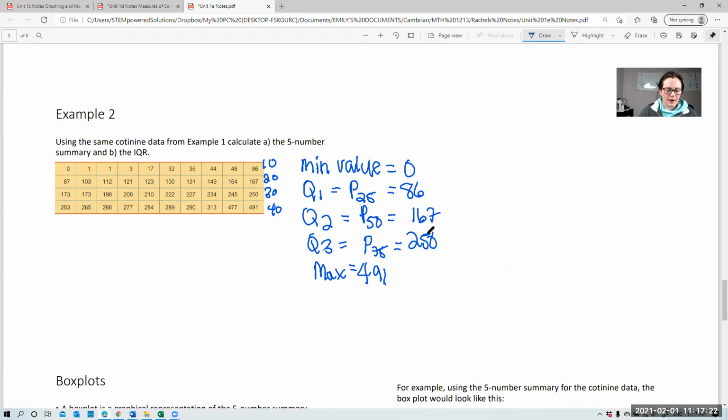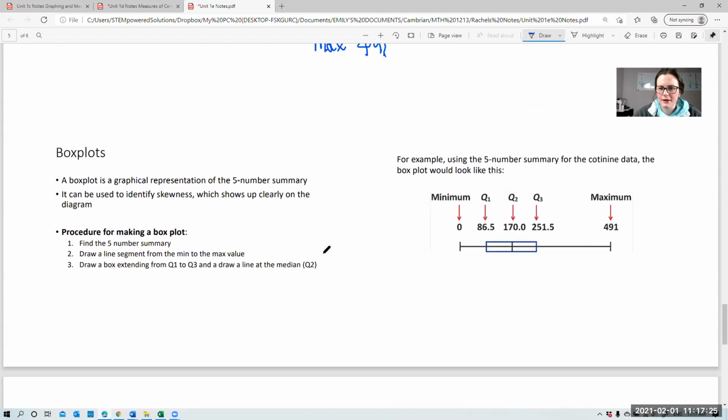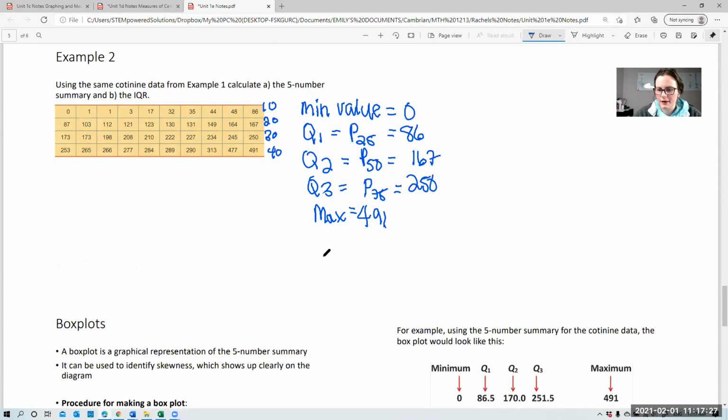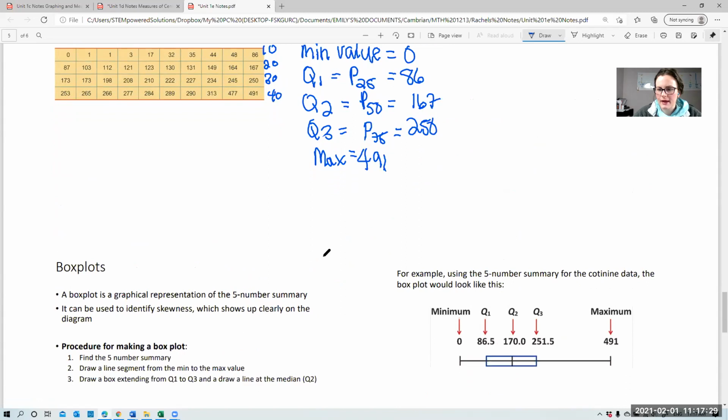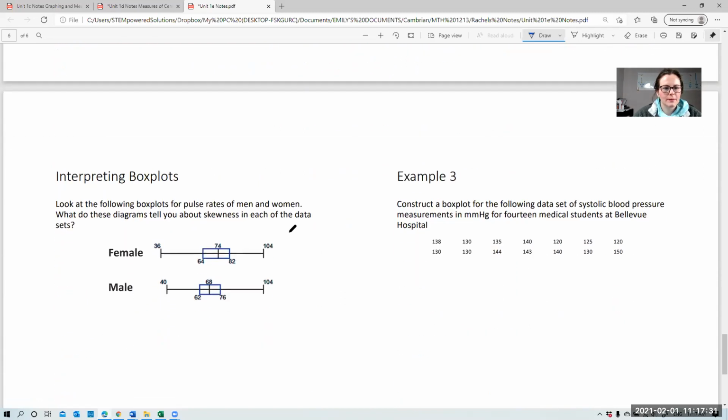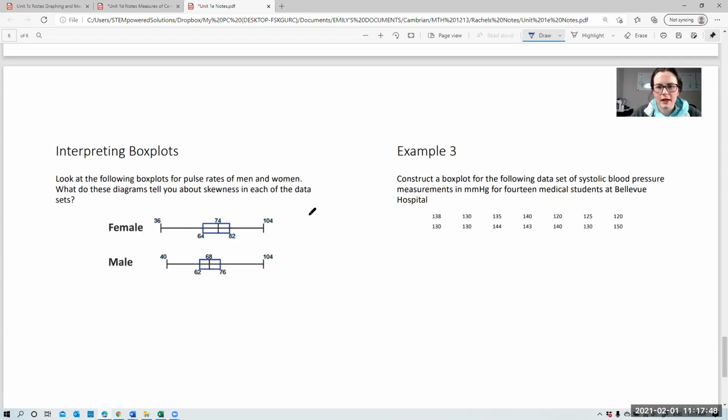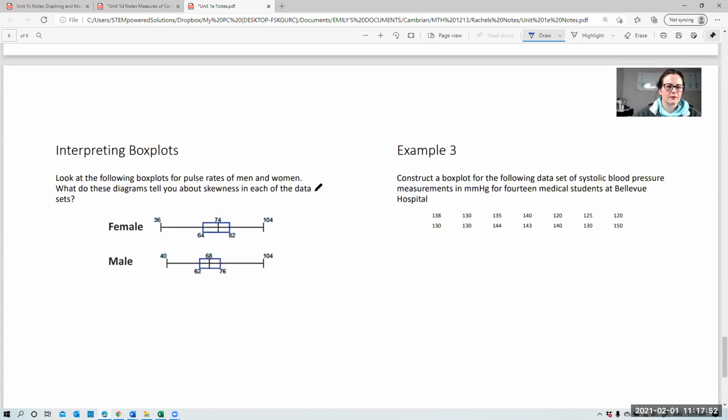So I'm going to draw a box plot. Actually, they already drew one. So the minimum value, the Q1, the Q2, the Q3, and the maximum value. Interpreting box plots. Looking at the following box plot for pulse rates of men and women, what do these diagrams tell you about the skewness of each of the data sets? Now, the skewness, I'm going to interpret that actually. I don't know if I have enough time to actually interpret it right now, but what do these diagrams tell you about the skewness of the data?